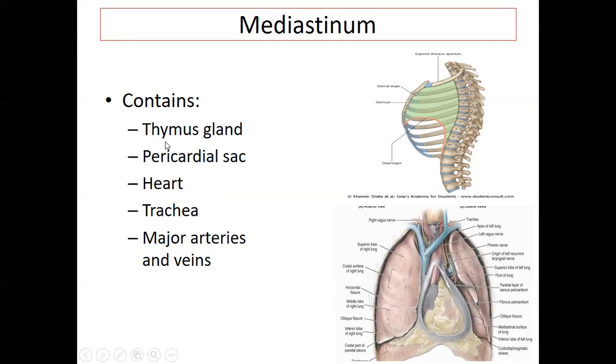So we have the thymus gland. Just to repeat, I mentioned the thymus gland, the pericardial sac, and the heart itself. You can see here, this is the heart, and the trachea. And also the major arteries and veins, because the major arteries and veins are located in the middle, right? So these structures are present inside the mediastinum.